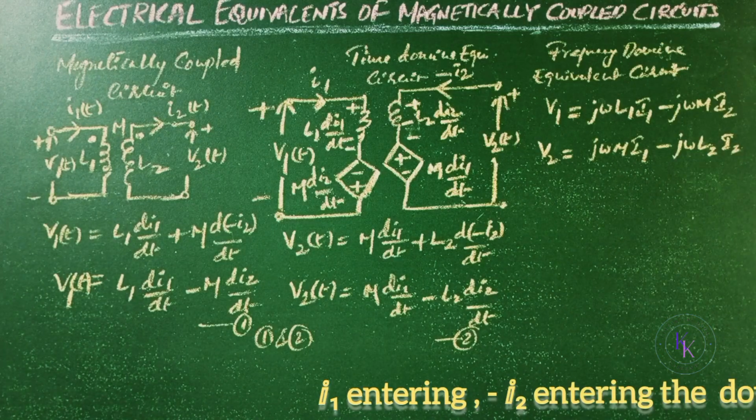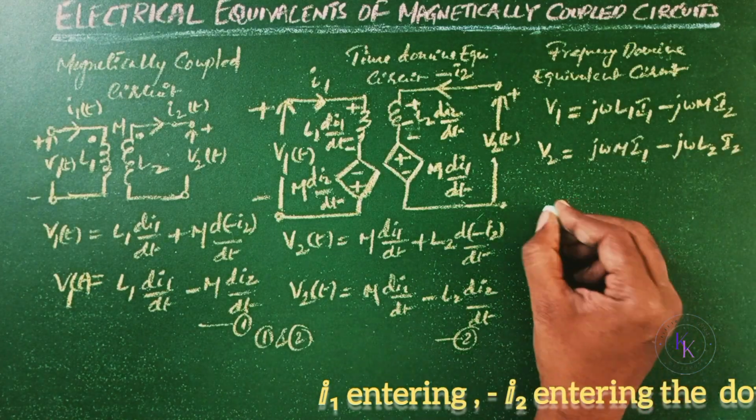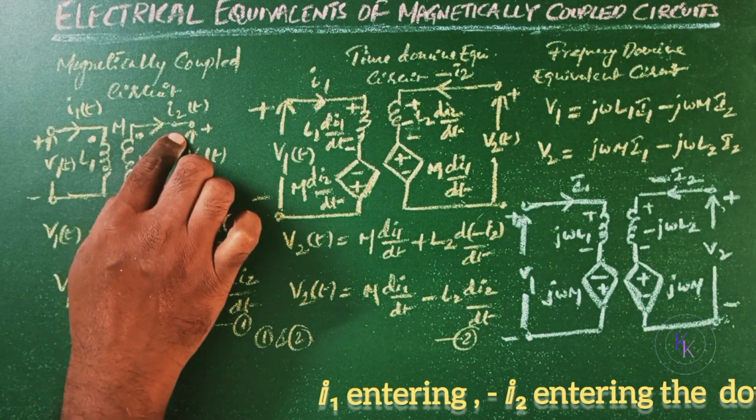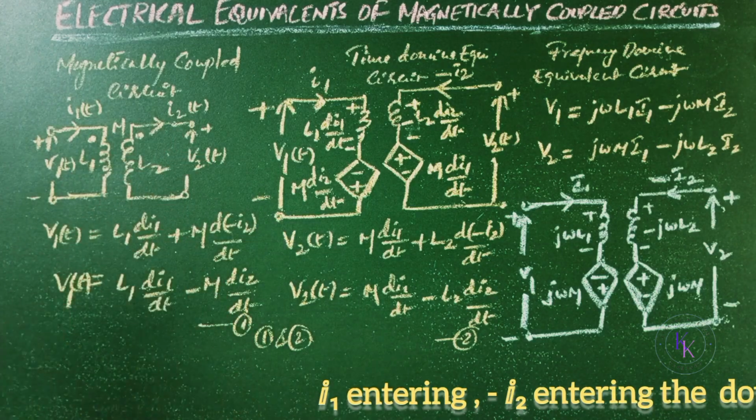Now let us draw the equivalent circuit in frequency domain for the above equations. This is our frequency domain equivalent circuit for this magnetically coupled circuit. This is the case where I2 is leaving the dot and minus I2 is entering the dot.